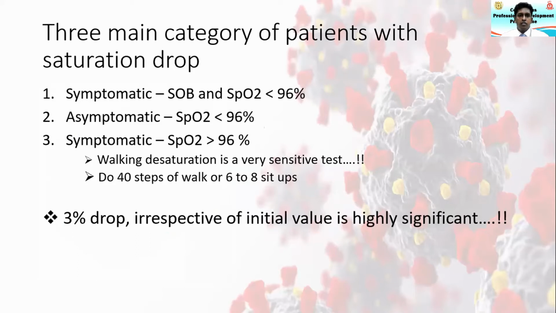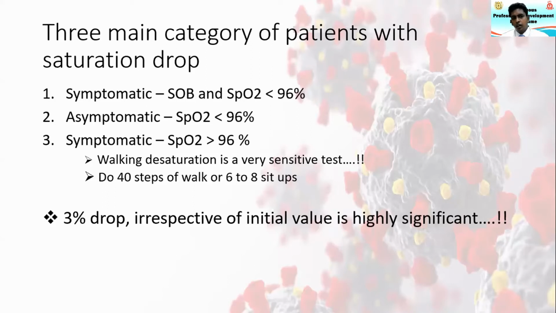So there are three main categories of patients with saturation drop. First is the symptomatic patient who comes with shortness of breath, who has saturation less than 96. The second category is the asymptomatic patient who has saturation less than 96. Some people call these happy hypoxic patients. And our third category is symptomatic patients who have saturation more than 96, but will have an exertional desaturation on walking as well as when doing sit-ups.